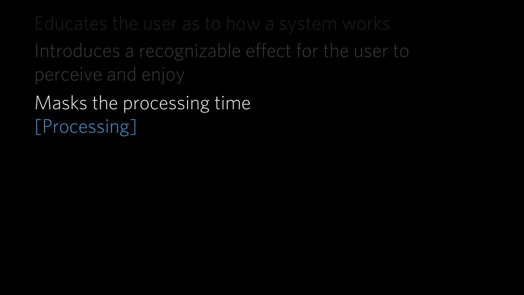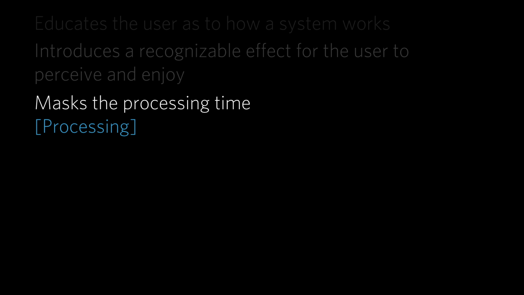So this segues into the next type, which is the idea of a processing interface transition, which we're all pretty familiar with, where the idea is that it's supposed to essentially articulate and ideally mask the amount of time that it takes to process something. The typical example of this that you'll see is in a loading screen, which we all are familiar with.